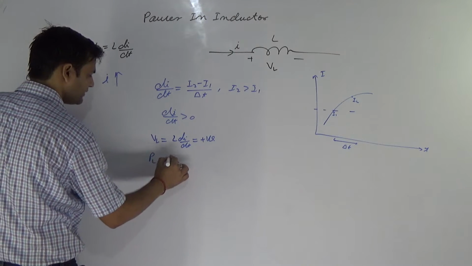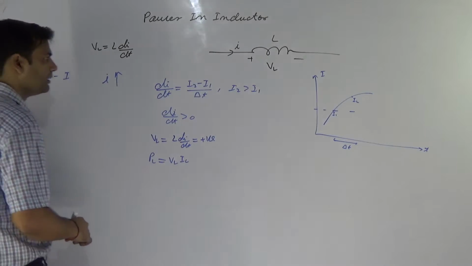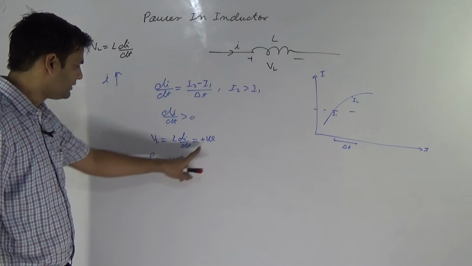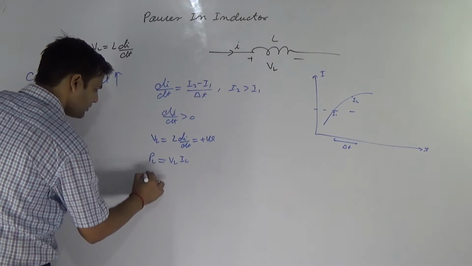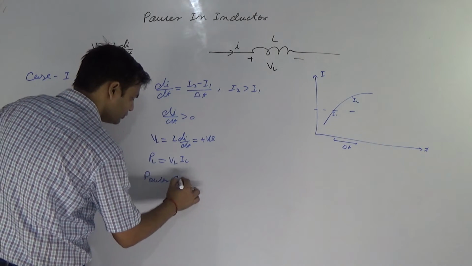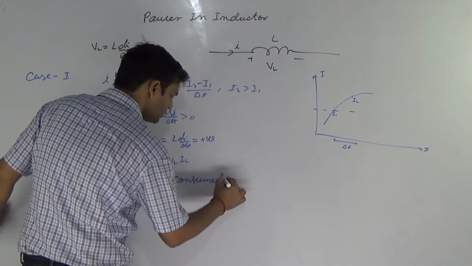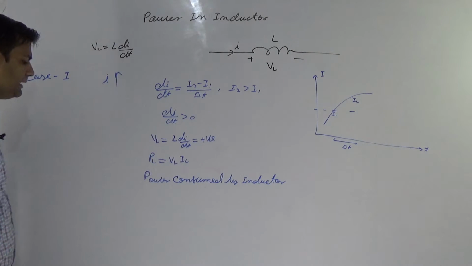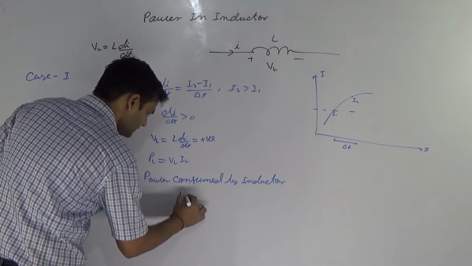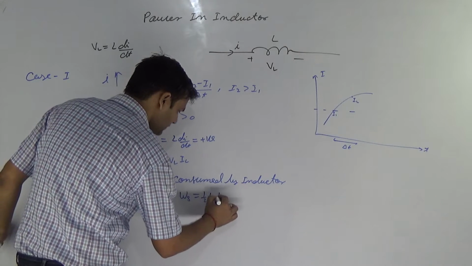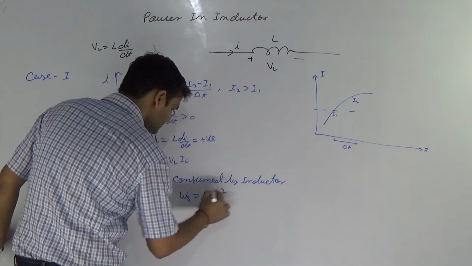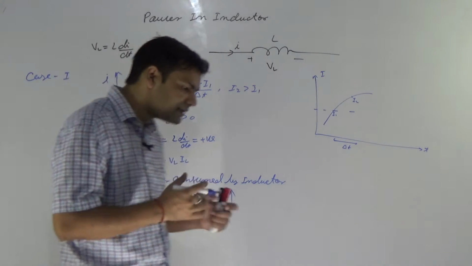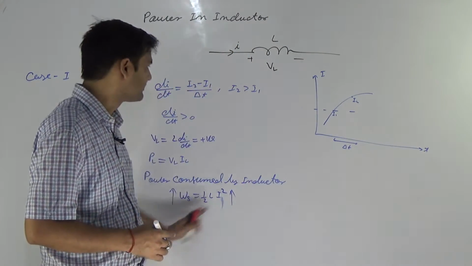What is the power across the inductor? VL into IL. VL is positive, IL is also positive. It means power is consumed by the inductor. It means the energy is equal to half L I squared. I increases, that's why this also increases. It means the energy stored by the inductor will increase.